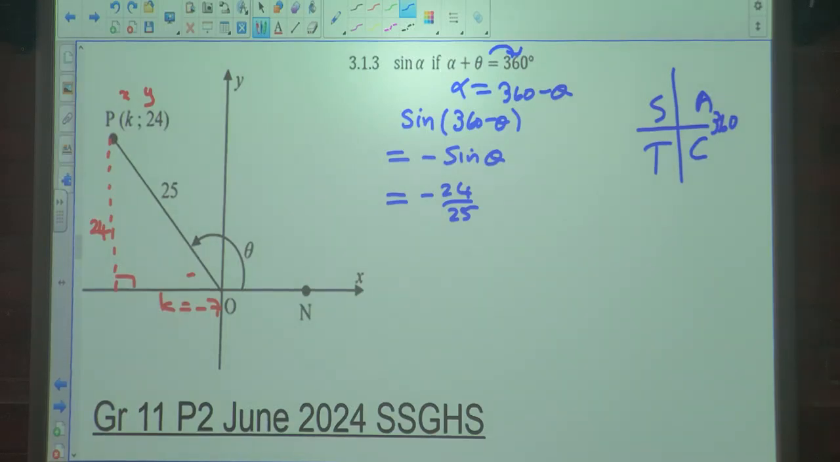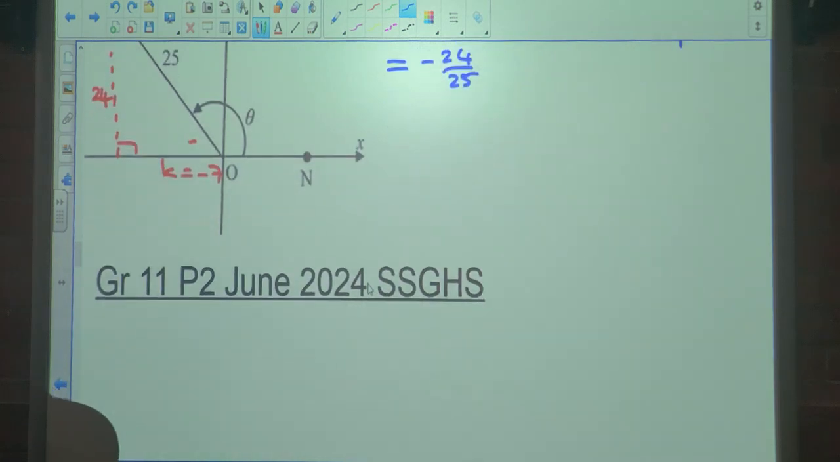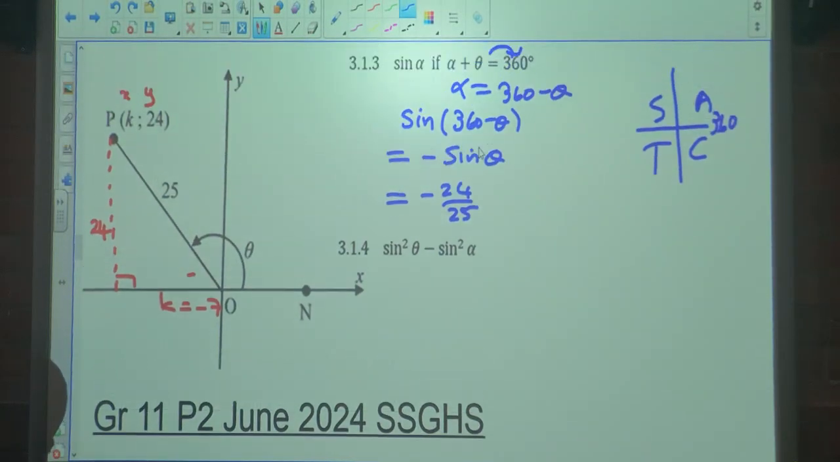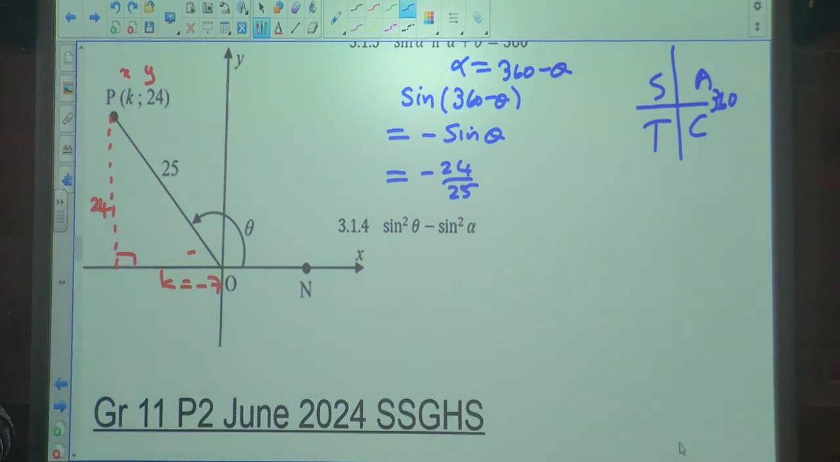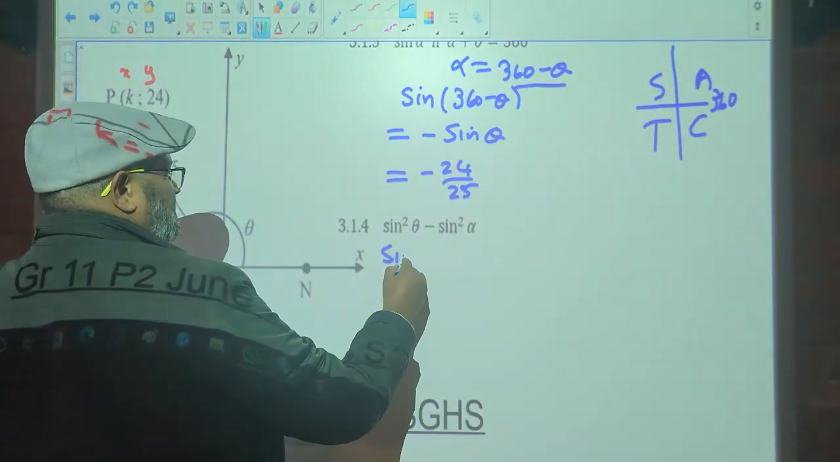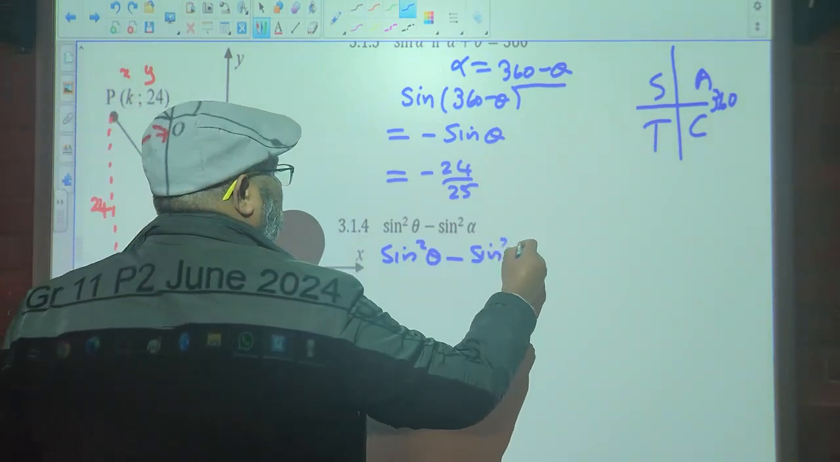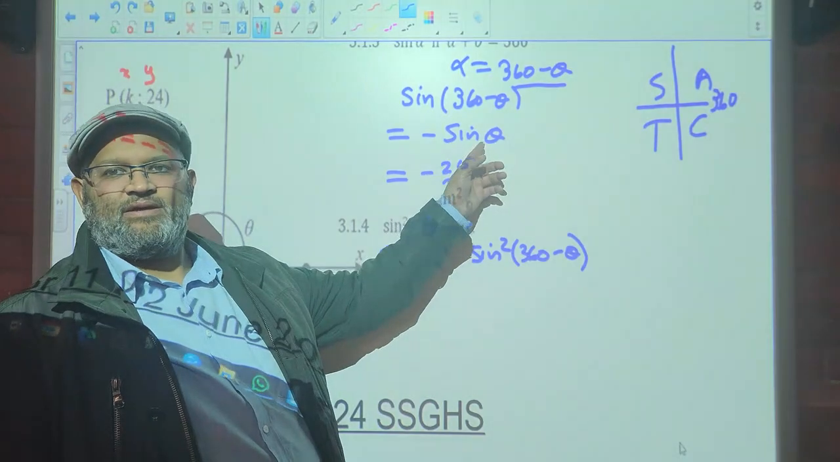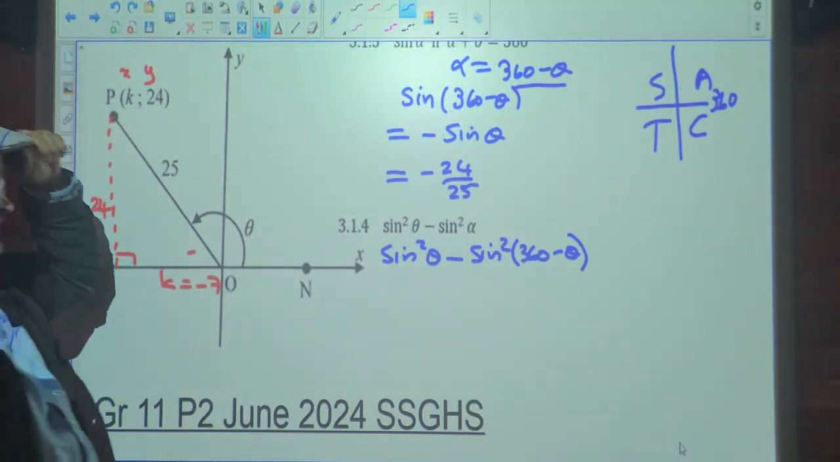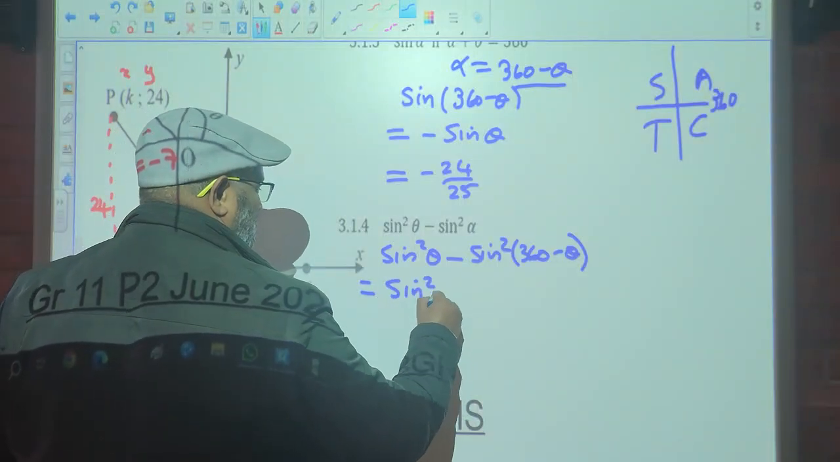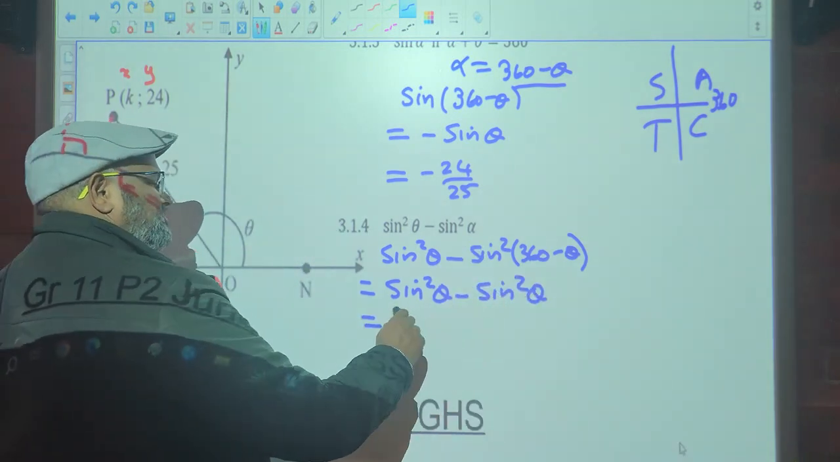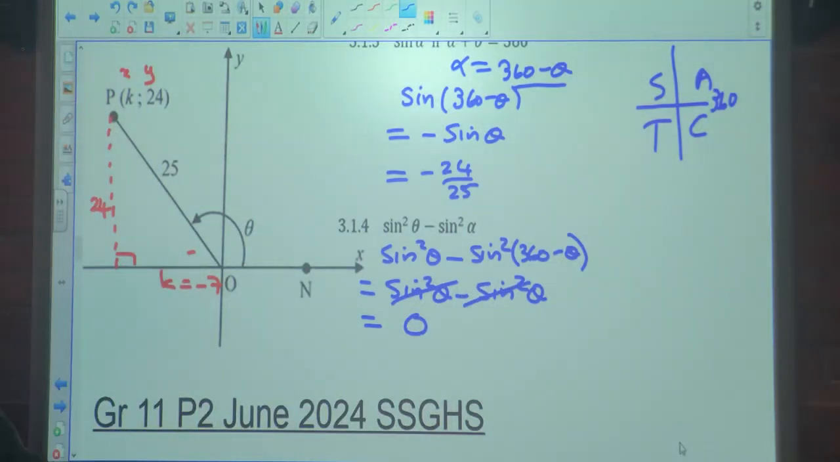And then the last question, 3.1.4. They want you to calculate sine squared theta minus sine squared alpha. But alpha is 360 minus theta. So it's sine squared theta minus sine squared of 360 minus theta. But what is sine of 360 minus theta? Negative sine theta. But because of the square it remains positive. So it will simply be sine squared theta. Now, sine squared theta minus sine squared theta is 0. Your answer is simply 0.